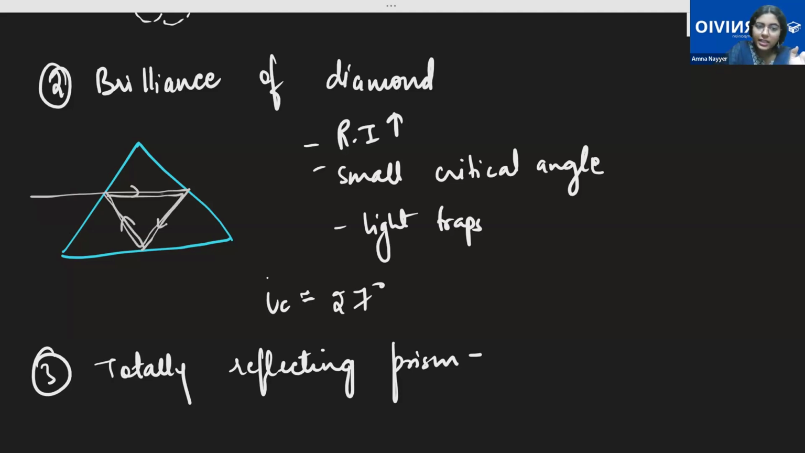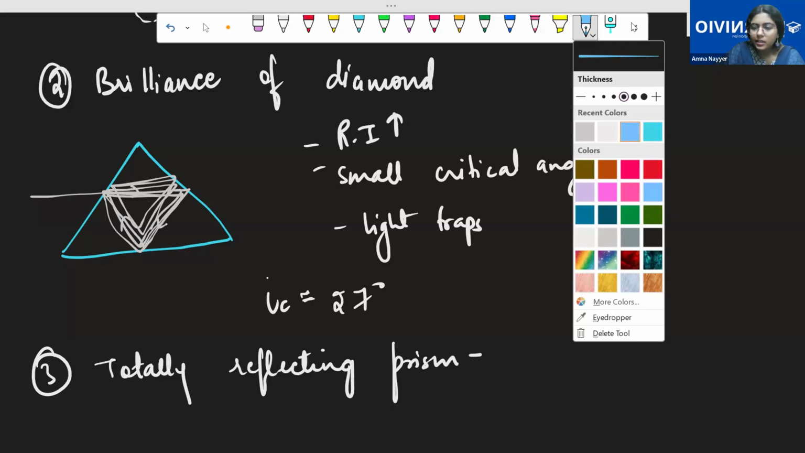Like this, the ray of light keeps on traveling. Okay, this is what appears. These are the rays of TIR, which is basically a thing. So it appears as if the light ray is trapped over a point. Okay, that is what is meant by TIR.